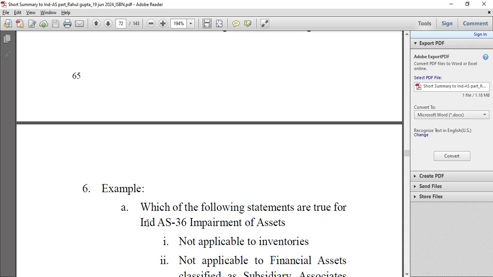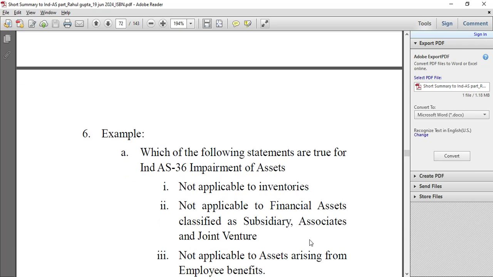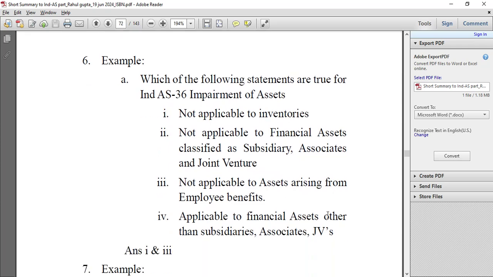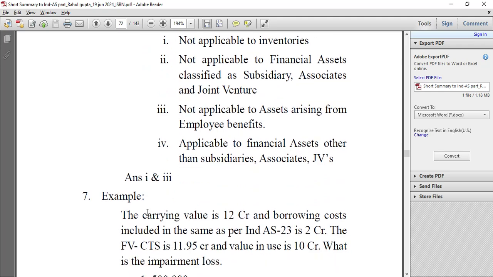Example: which of the following statements are true for Ind AS 36 impairment of assets? Not applicable to inventories, not applicable to financial assets classified as subsidiaries, associates, and joint ventures, not applicable to assets arising from employee benefits, applicable to financial assets other than subsidiaries, associates, and JVs. Answer is 1 and 3. Not applicable to inventories and not applicable to assets arising from employee benefits.